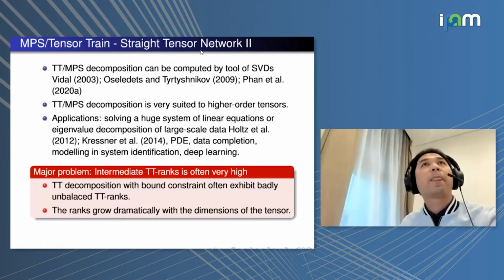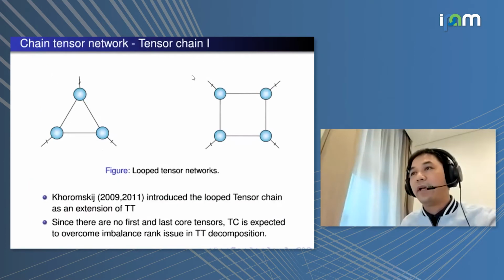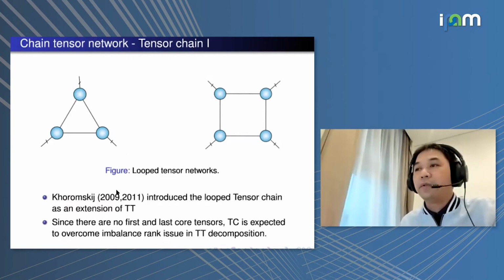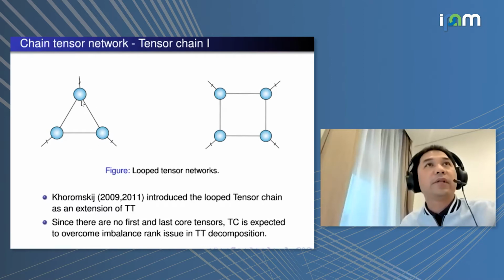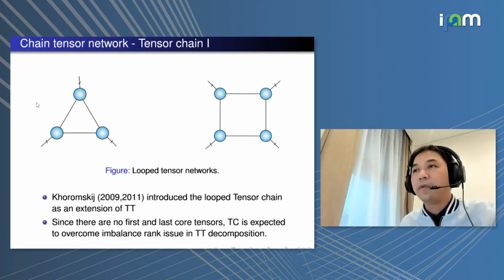So how to deal with this problem? A very clever idea was introduced in 2009 by Zhao. What if we wire the first and the last core tensor together? In this case, we don't have any intermediate core tensor. We don't have a first and a last core tensor, and we have a loop here. In this case, the rank will be equally, or maybe uniformly, distributed. And some simulations confirm this observation.